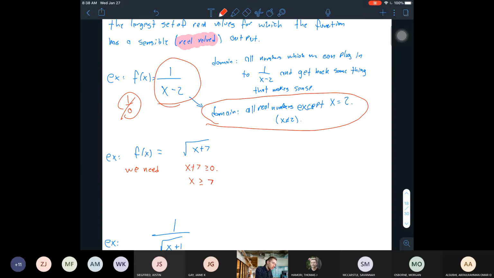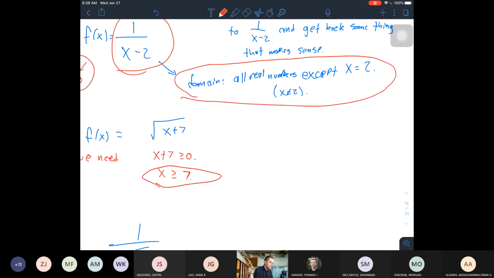Okay, so we just get x is larger than or equal to 7. And we can just call it a day there. We can just say that's our domain: all real numbers x which are larger than or equal to 7.